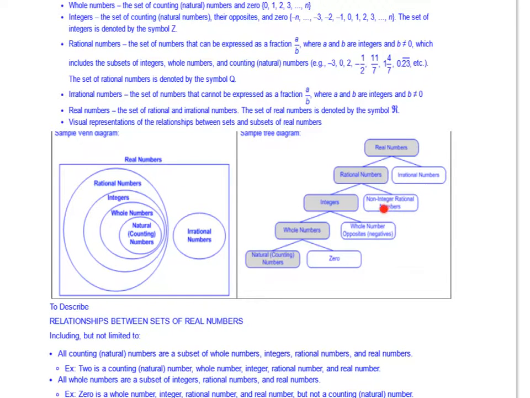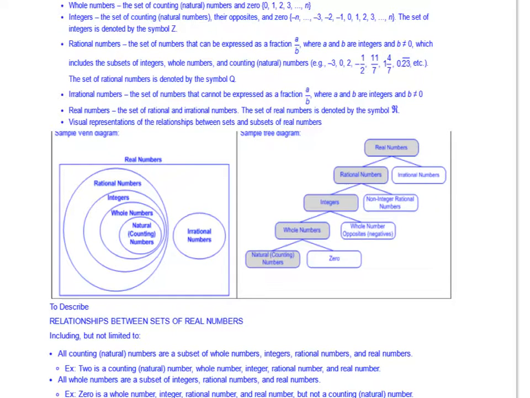We're talking about fractions and decimals here. Integers, we're talking about whole numbers and their opposites. And from integers, we have whole numbers, and we have whole number opposites, which means negative numbers. And from whole numbers, we have natural numbers or counting numbers, and we have zero.